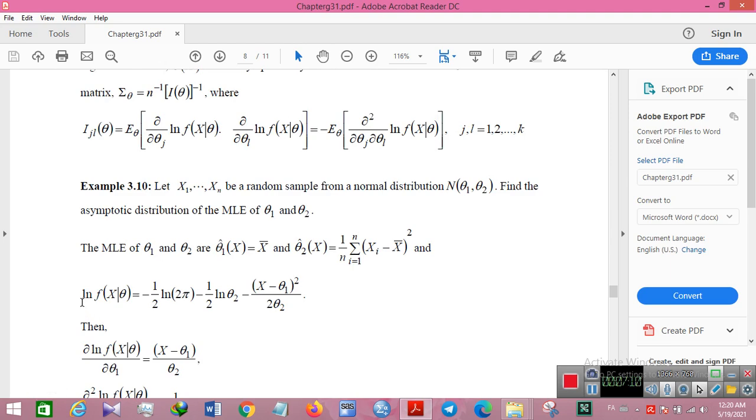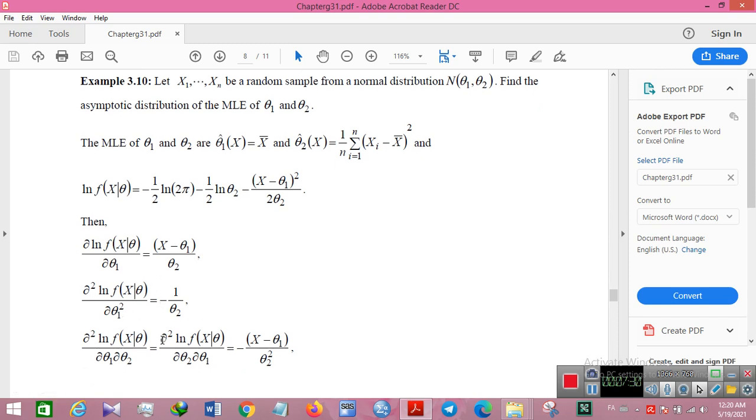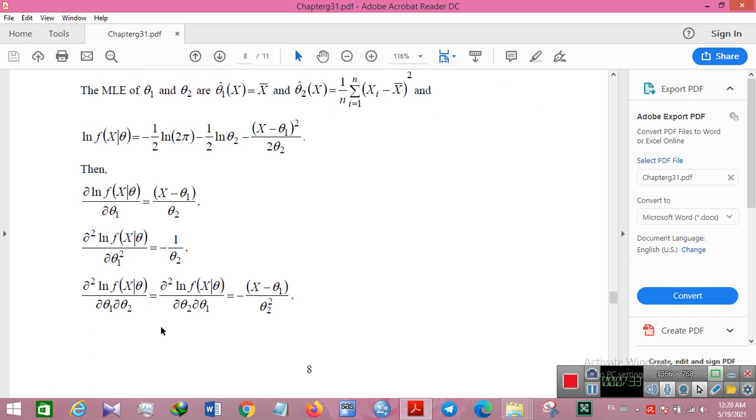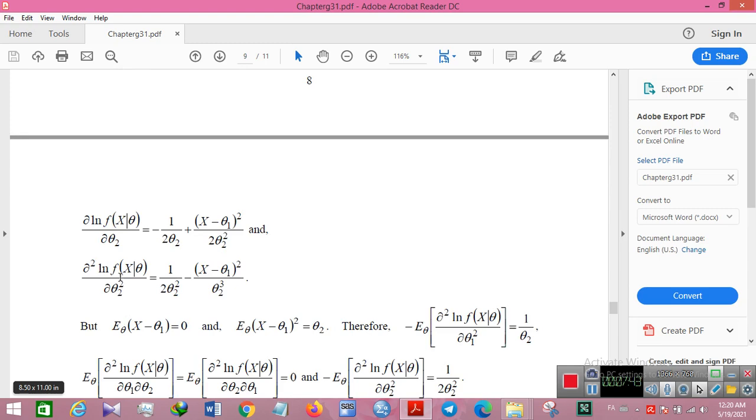So we look at the logarithm of f(x), which has this form, and the derivative of the logarithm with respect to theta 1 is given by that, and with respect to theta 1 square is that one. The second derivative with respect to theta 1 and theta 2 is given by that, and the first derivative and second derivative of log f(x) is that one.